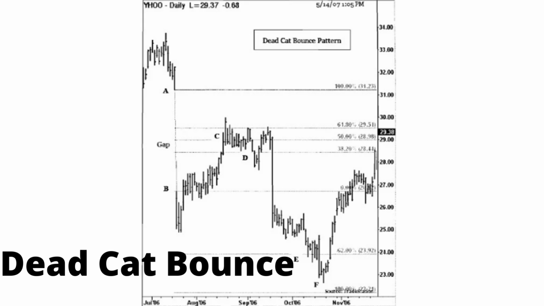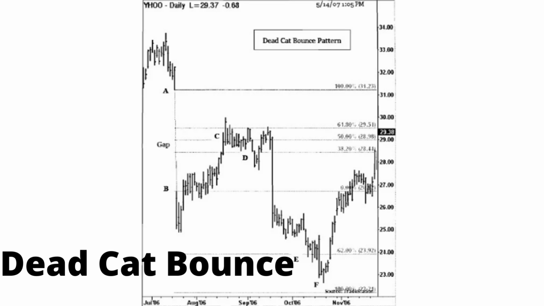The chart shows a dead cat bounce pattern from Yahoo's daily chart. Yahoo announced its earnings in late July 2006 and, as a result, its stock dropped from $30 to $25. From mid-July to August 2006, Yahoo attempted to close the gap, as it bounced back from $25 to $30. The gap range generated by Yahoo's news was $4.